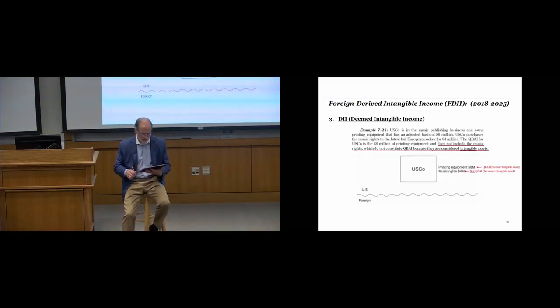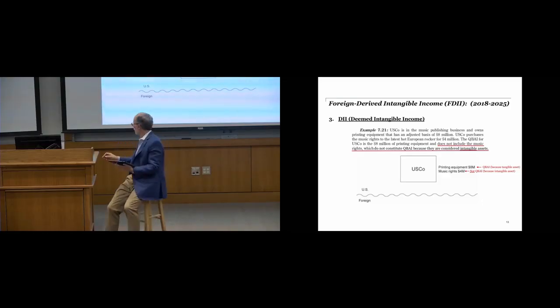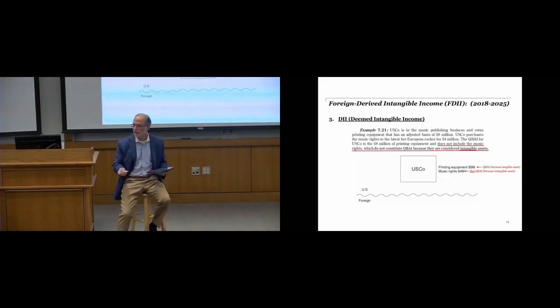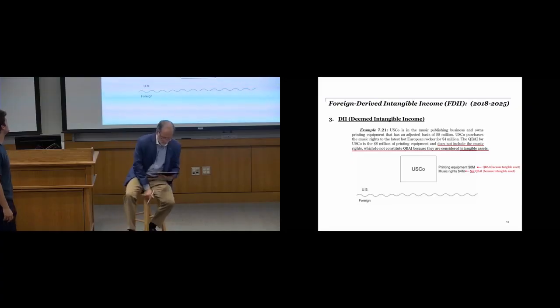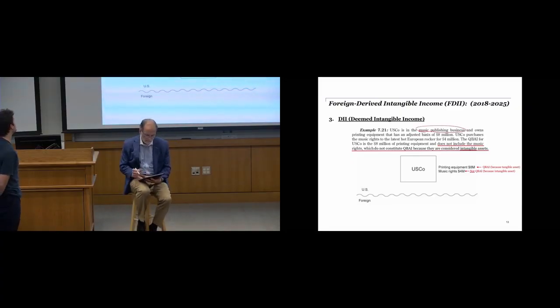Okay, 721. So 721 states that US Co. is in the music publishing business and has equipment at an adjusted basis of $8 million USD. US Co. purchases the music rights to the latest hot European rocker for $4 million USD. The QBAI for US Co. is the $8 million of equipment and does not include the music rights, which do not constitute QBAI because they are not considered tangible assets.